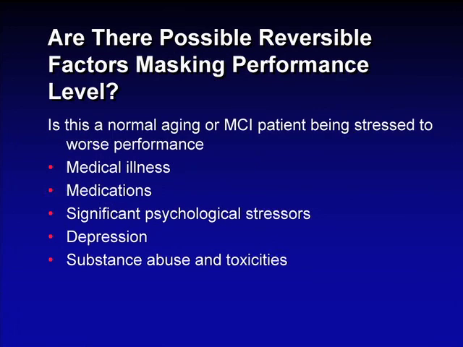So are there possible reversible factors masking performance level? These include medical illness and medications, significant psychological stresses, depression, substance abuse, and toxicity. I would say 2 out of 6 patients that I see don't have a neurodegenerative problem. They have reversible issues that they have concerns about changes in performance related to some of these things. But it's a tricky task to identify what specifically is causing this problem in each individual patient, and that's where your skilled response comes in.